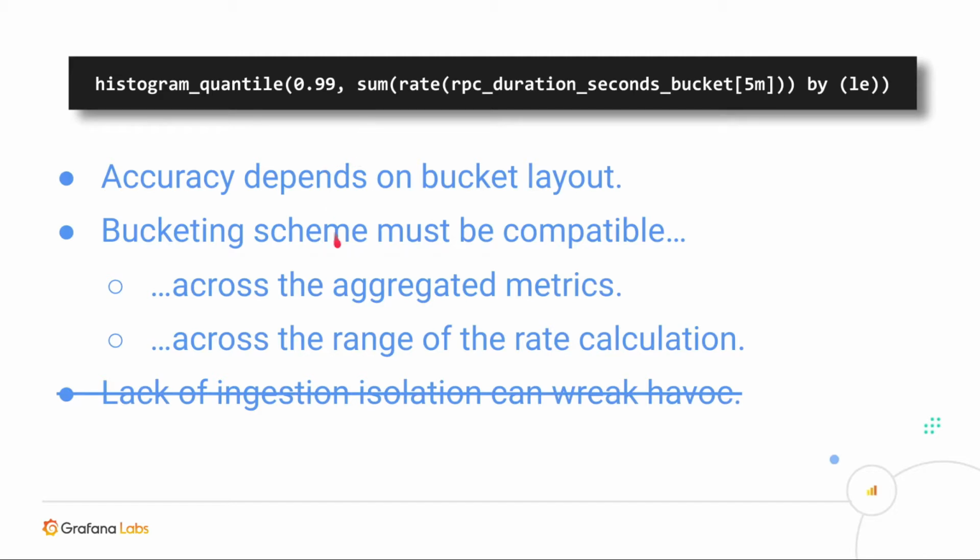But on the other hand, the bucketing scheme must be compatible across the aggregated metrics and across the range of rate calculations, which means you should actually not change the bucket layout. But since it's so hard to find the right one, you are tempted to change it quite often. So it's a kind of dilemma, and it's really annoying.